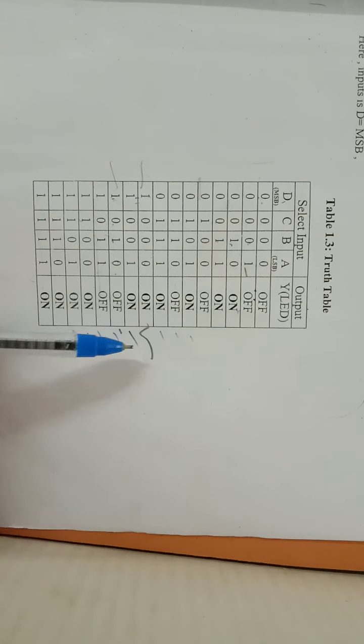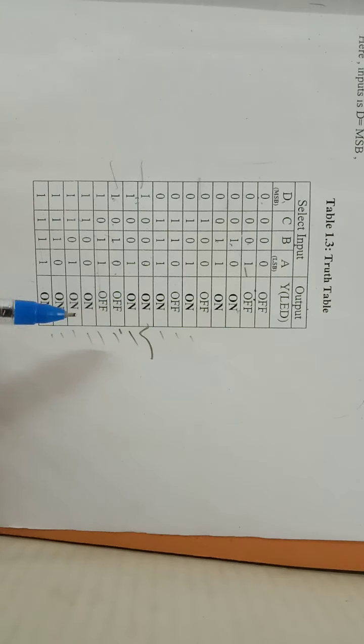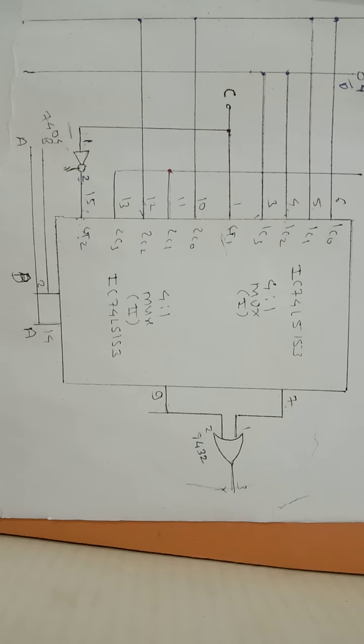See, 2, 3, then 5, then 7, 8, 9, 12, 13, 14, 15. The last one, 15, is again on. So with respect to location we can mark them as on. Now our task is to see how we can verify the truth table by using the logic diagram. See the logic diagram.